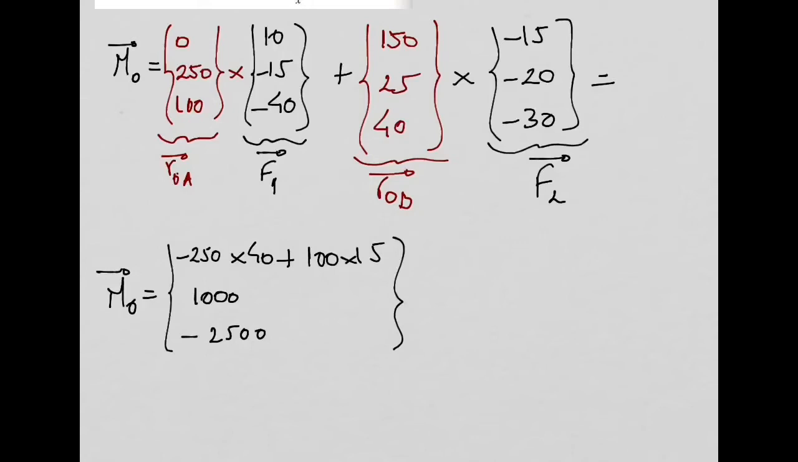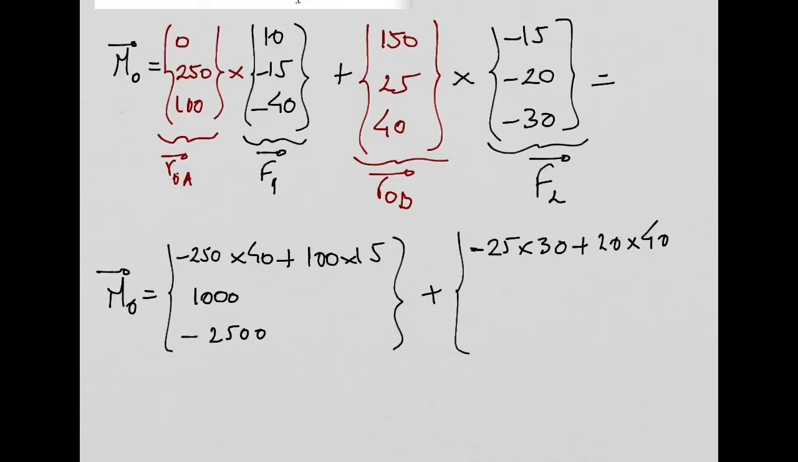Now let's do the second one. The second cross product. Then we need to add. So x component is this times this minus this times this one. Okay? So that will be minus 25 times 30. Minus with minus is plus 20 times 40. This is the x component.